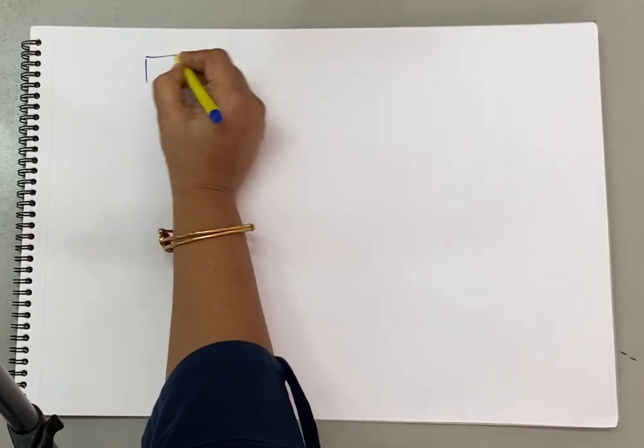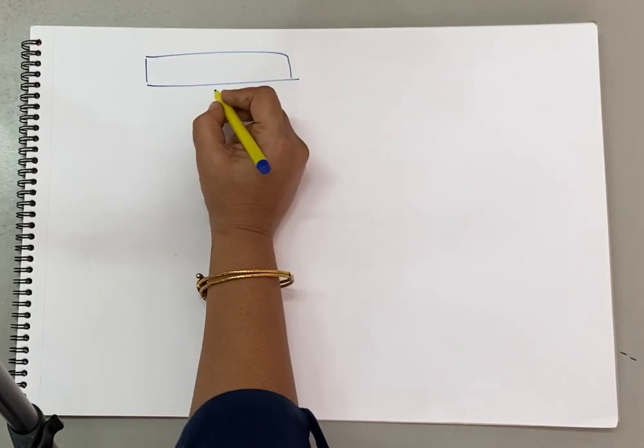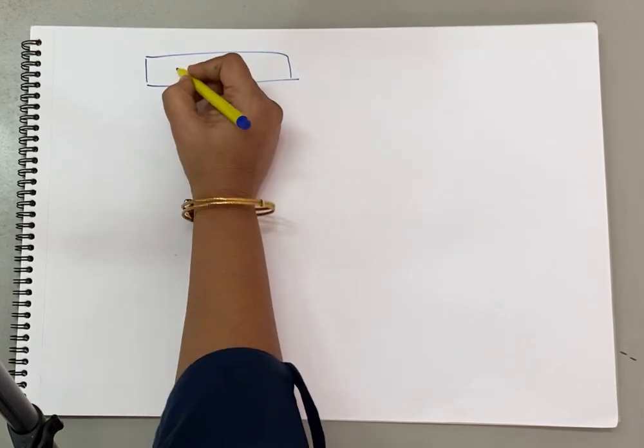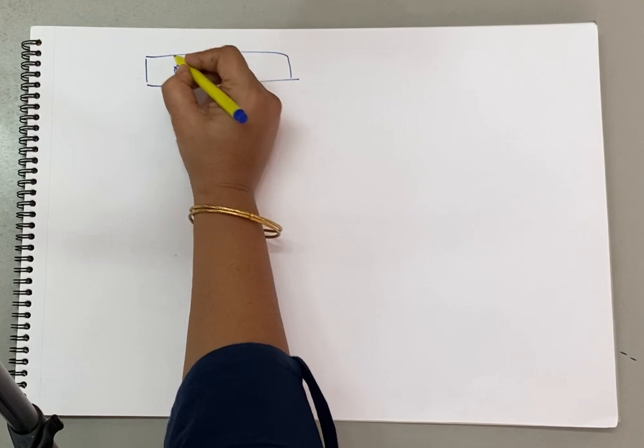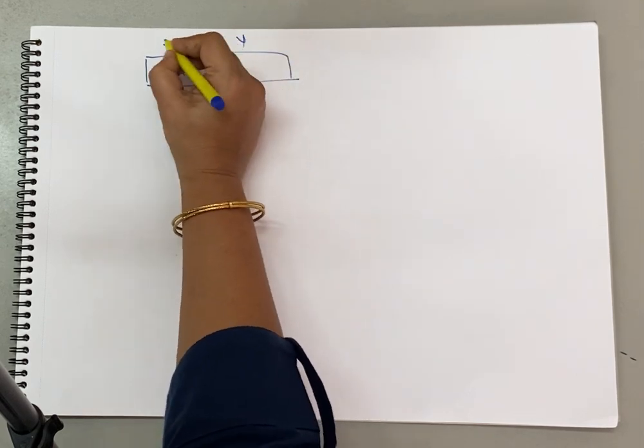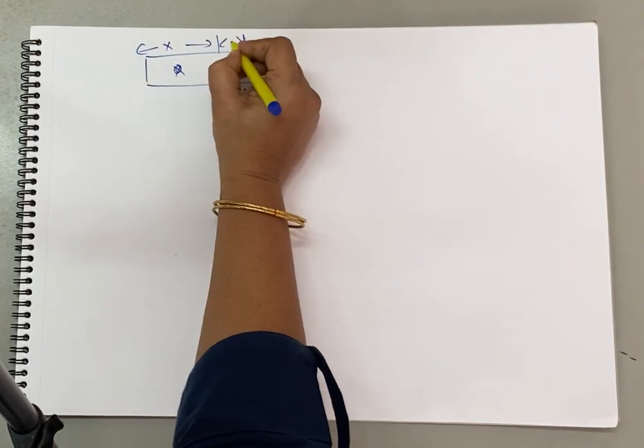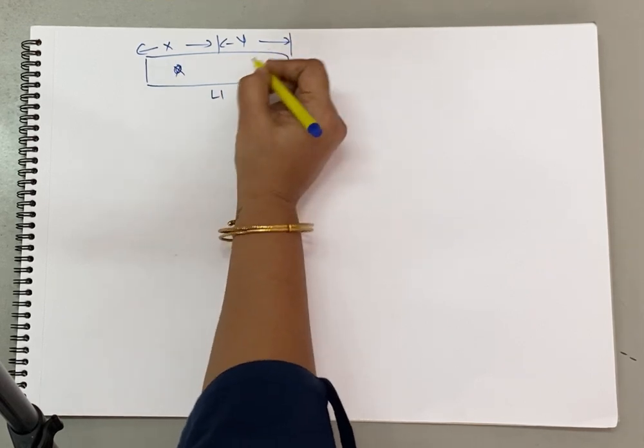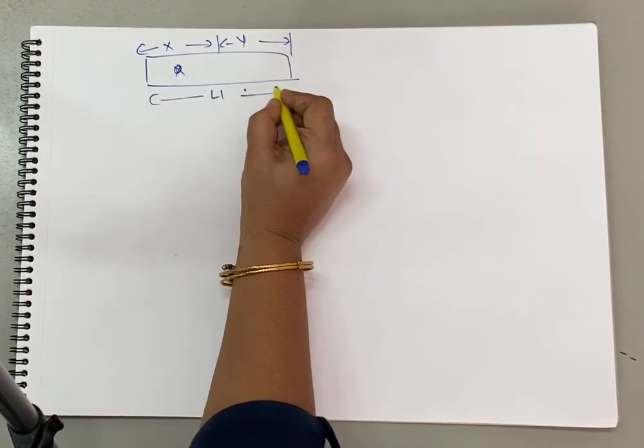So what is a sublist? Let us say first of all this is my list. Let me call this list L1. Now it contains, let us say, X and Y. It is part of X and it contains Y also. So X and Y together are making this list L1.